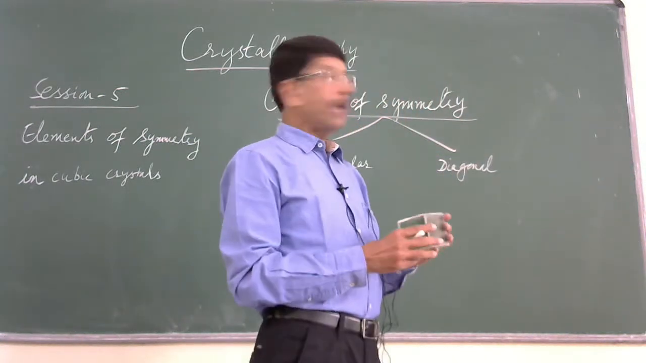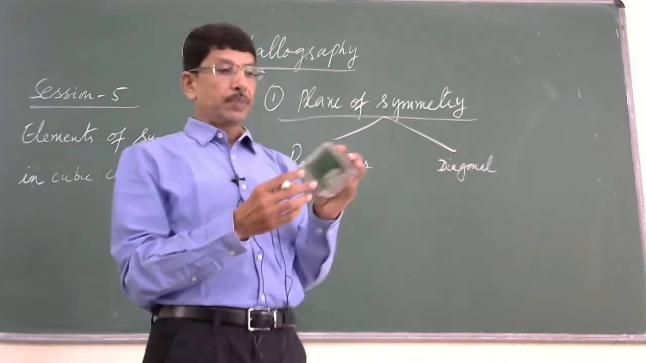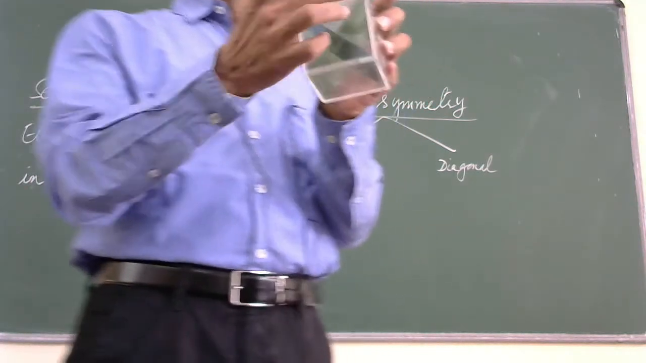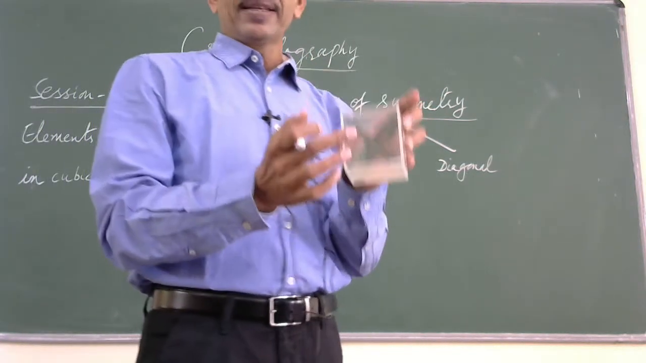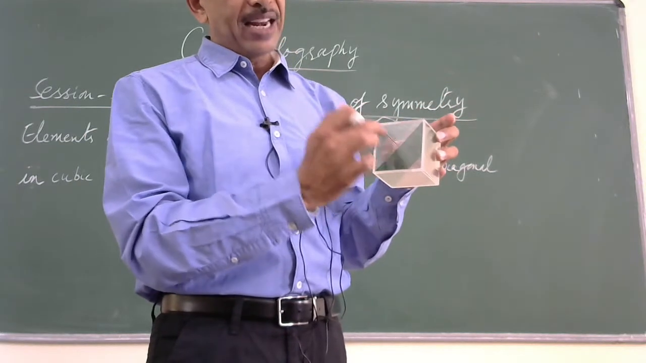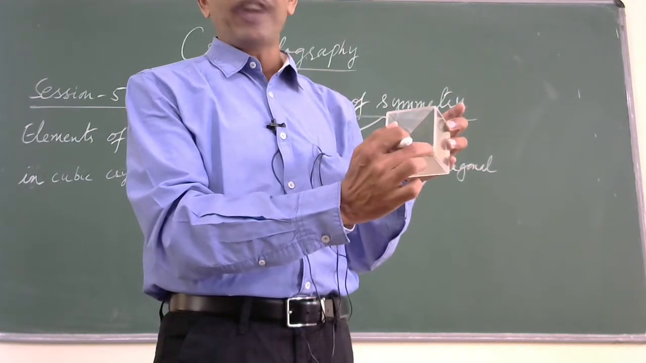And the second type of plane of symmetry is the diagonal plane of symmetry. Look, these 2 diagonal planes of symmetry are shown in this crystal. So why are these called diagonal planes? Because this plane is passing through the diagonal of the face of the crystal.